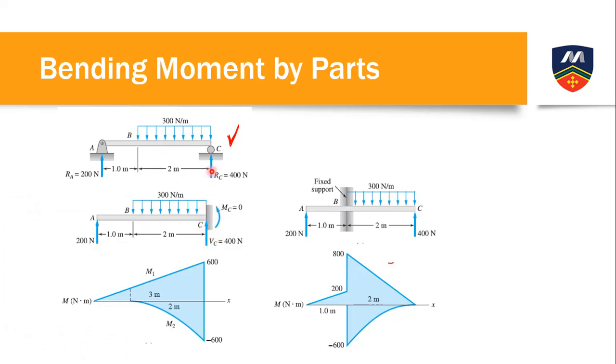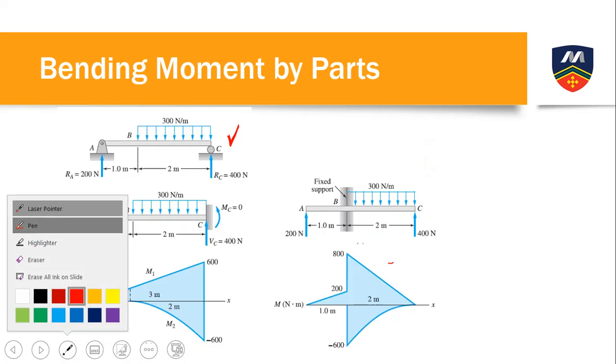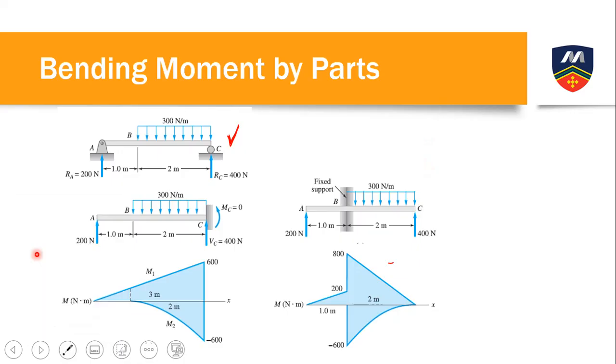Look at point C. Now, when we say by parts, we take the moment for each load. We make a moment diagram for every load. Like for example, in this one, 200, if this is our cantilever, it is like we separate it. Okay, so we will separate it.